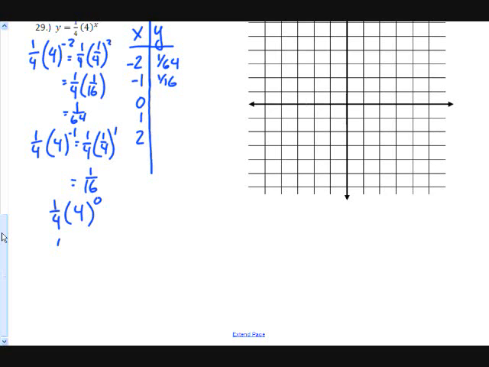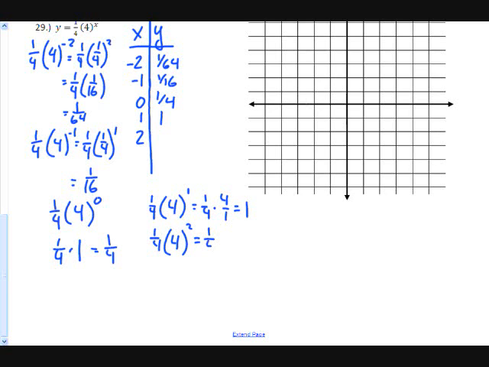Hold on, my board died. All right, now it's back. 1/4 times 1, which is 1/4. So these are getting a little better. I can kind of plot 1/4. If I plug a 1 in, 1/4 times 4 to the 1st. So that's going to be 1/4 times 4, which is like 4 over 1, which equals 1. And then I plug a 2 in. 4 to the 2nd. So that's 1/4 times 16. So that's going to be 16 over 4, which is 4.